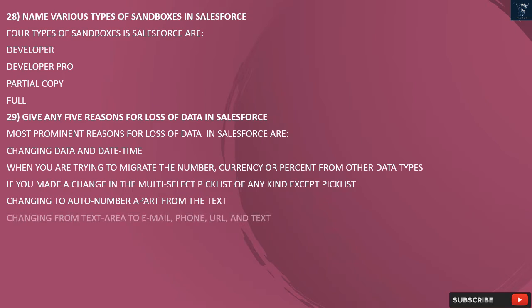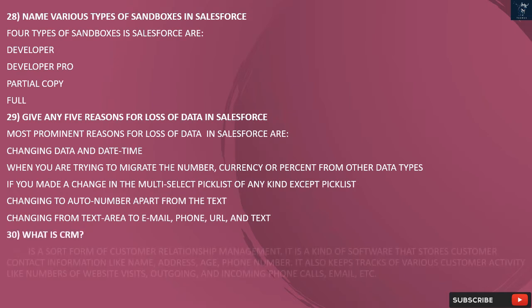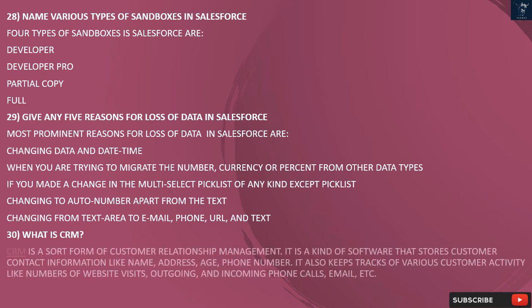30. What is CRM? CRM is a short form of customer relationship management. It is a kind of software that stores customer contact information like name, address, age, phone number. It also keeps track of various customer activity like number of website visits, outgoing and incoming phone calls, email, etc.